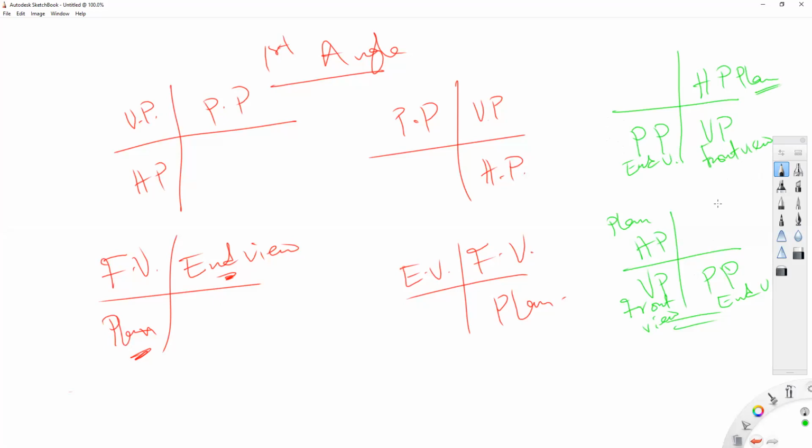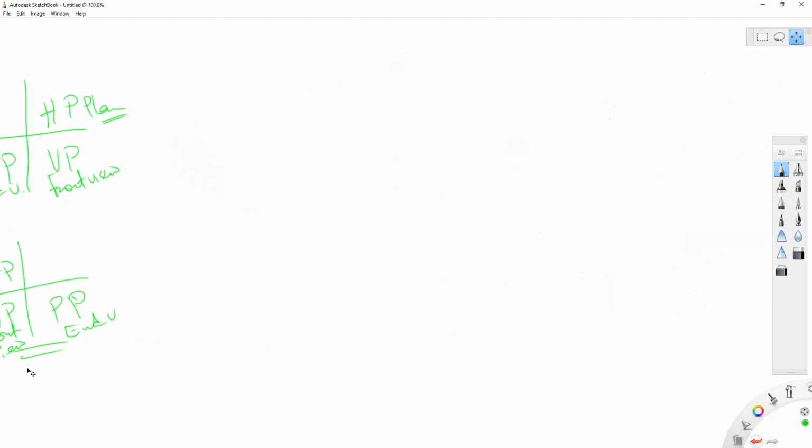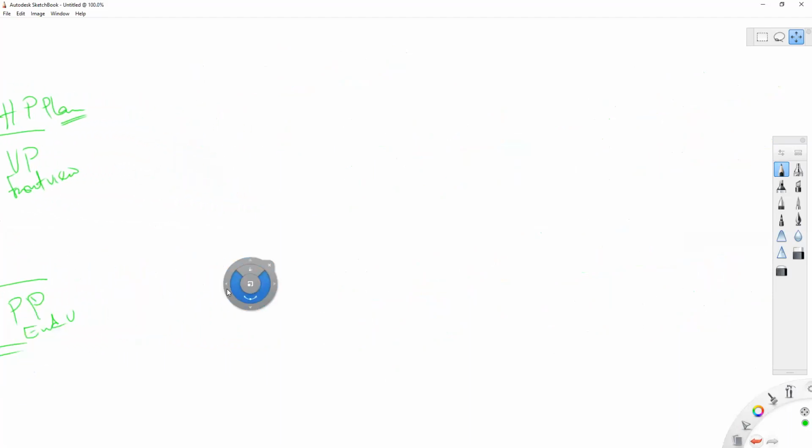And we'll identify some important features here, that if we look at it, we have the first angle projection like this.